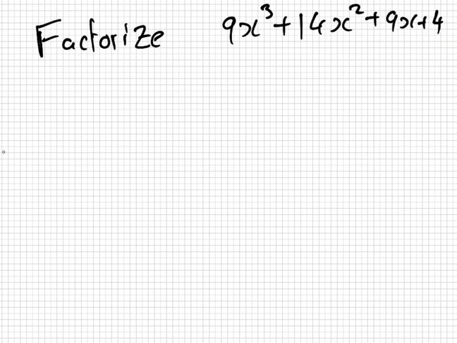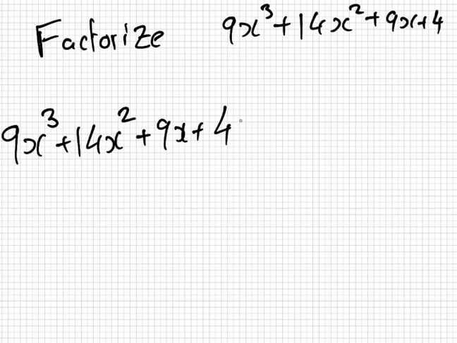Factorize 9x cubed plus 14x squared plus 9x plus 4. How many factors does a quadratic have? 2. So this cubic should have 3. So this should have 1, 2, 3 factors. Before I start, we are looking for the 3 factors, like what we did with the quadratic, where we were looking for the 2 factors.